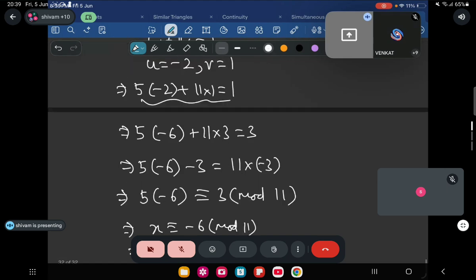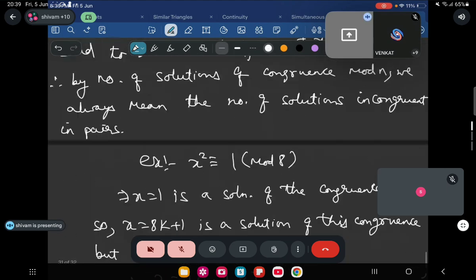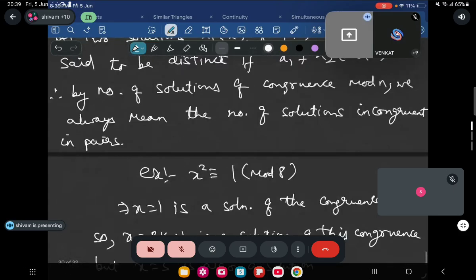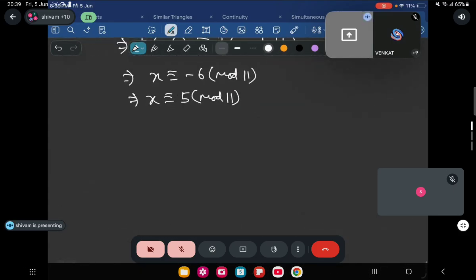One last problem for today, everyone. Next class, I'll complete this chapter. If I find some time, I'll discuss... I'll start with theory of equations.